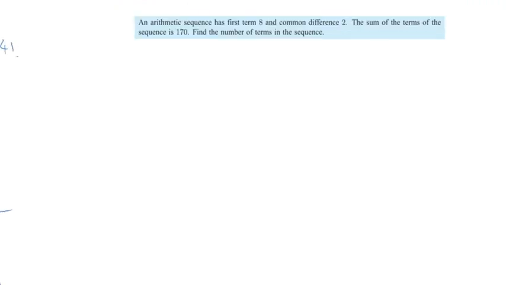Right, let's move on. Final question for us to have a look at here. It looks a little complicated, but I'm sure we can do it. Have a quick read and see if you can figure this one out. Well, we've got an arithmetic sequence and we've got the first term. So let's start by saying u1 is equal to 8. We've got the common difference is equal to 2. Now this time we've got that the sum of the terms in the sequence is 170. So S of n, and we don't know how many terms there are yet, we're going to have to find that, is 170.